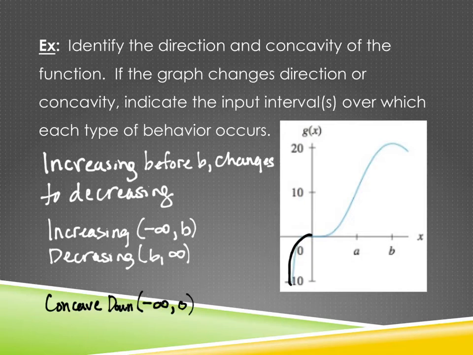What happens after 0? It's concave up. Until where? It's constant, but just for a split second. It changes. So unless it's actually flattened out for a significant length of time, or a visible length of time, we don't say it's constant. But where does it stop being concave up? A. Yeah, they've actually done it so that you can see a value for it. It's at A. So it's concave up from 0 to A. And then what happens after A?